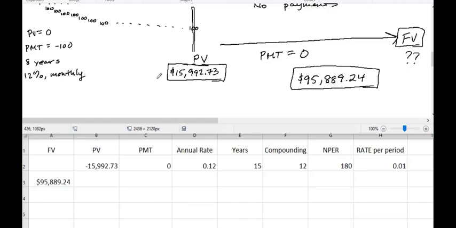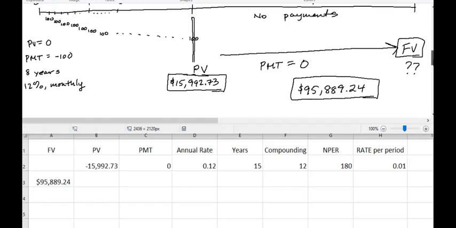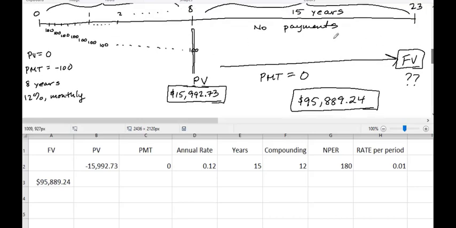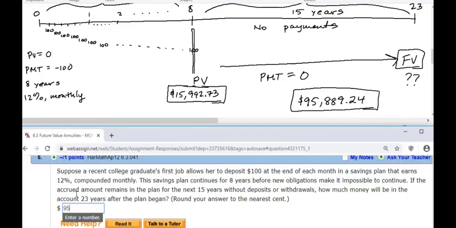So if you start a retirement plan early, $100 isn't really that much when you consider retirement, and then nothing, but it still grew to a pretty good amount just because time is on your side. So that's why they always say start early for retirement. $95,889.24.